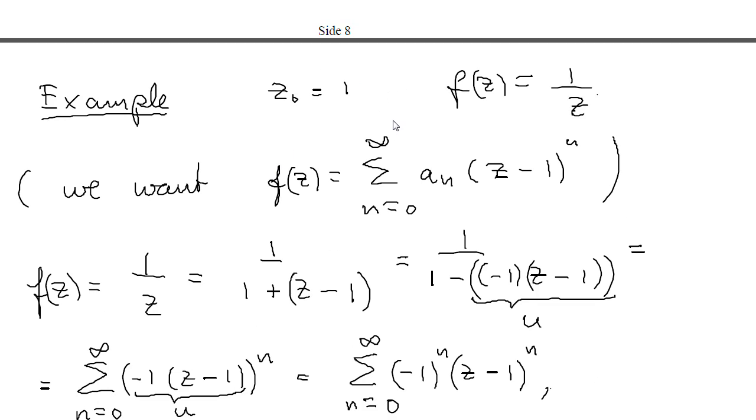Let's see what we are looking for. We are looking for an expression of this type: the sum of an times z minus z0, which in this case z0 should be equal to 1, to the power of n. That's what we are looking for, such a sequence. If I now replace the function f of z, which I see is in some sense similar to the limit of a geometric series, I can replace it by 1 over 1 plus z minus 1. This is what I need.